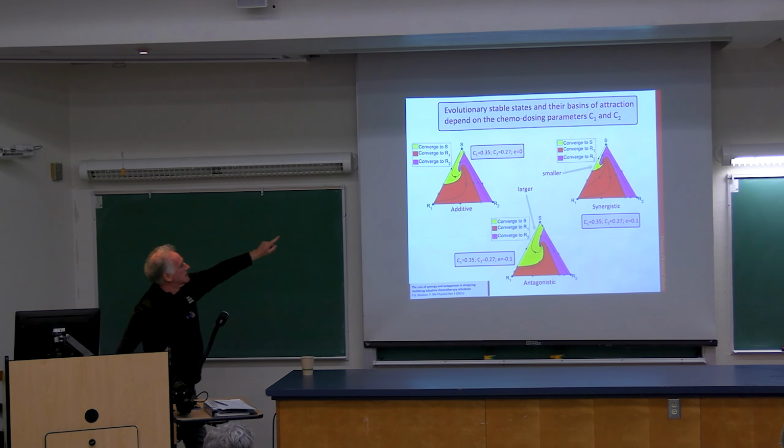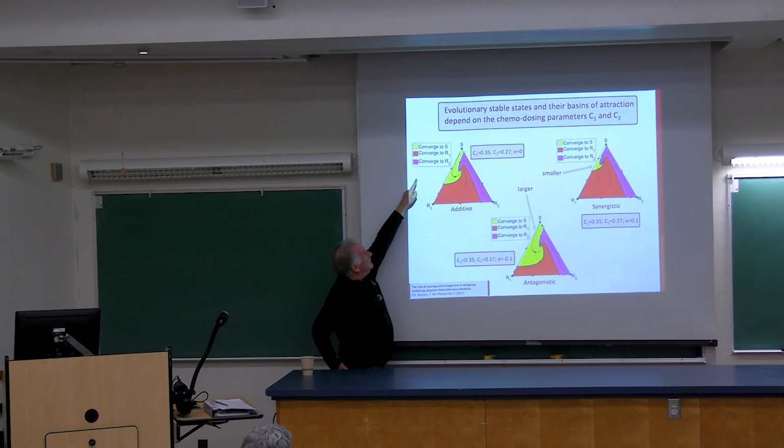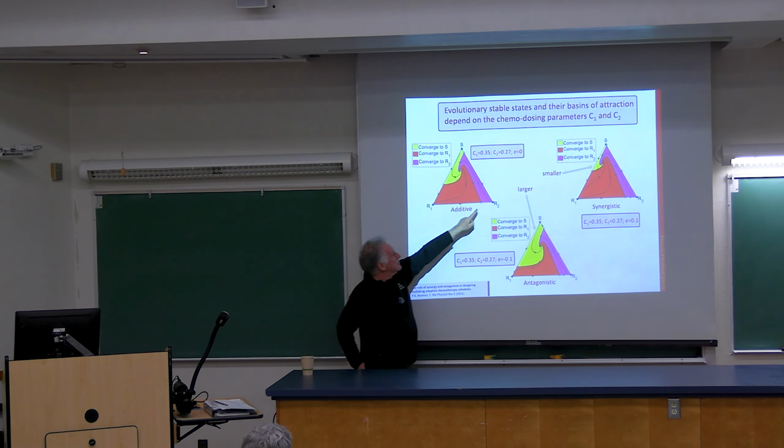So in the first case, I'm just giving constant values of these chemotherapy control parameters. You have 3 different basins of attraction associated with the 3 populations. The yellow ones converge to the sensitive, the red ones converge to that corner, the purple ones converge to that corner.